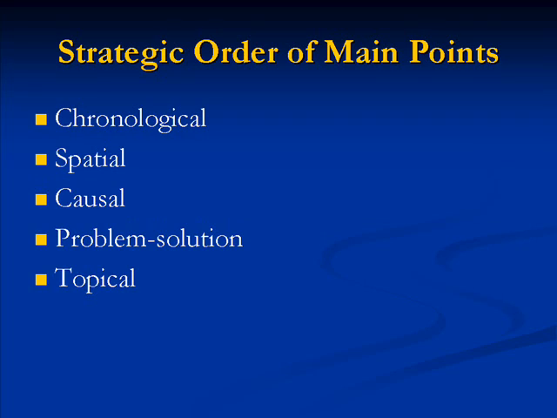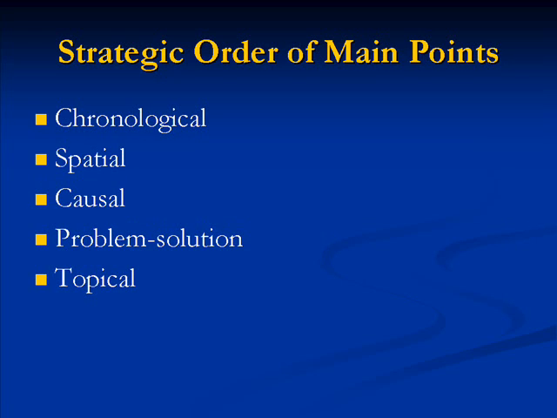Second, we have spatial order. A speech organized spatially has main points oriented towards space or a directional pattern. The Farm Aid speech body could have been organized in a spatial order as well. The first main point discusses the New York branch of the organization. The second main point discusses the Midwest branch. And the third point discusses the California branch of Farm Aid. In this format, you discuss main points in an order that could be traced on a map.